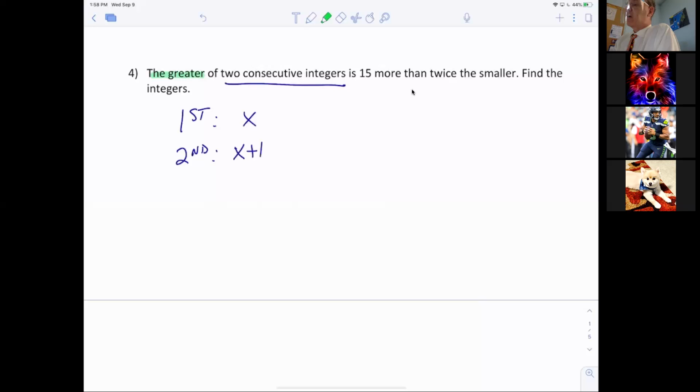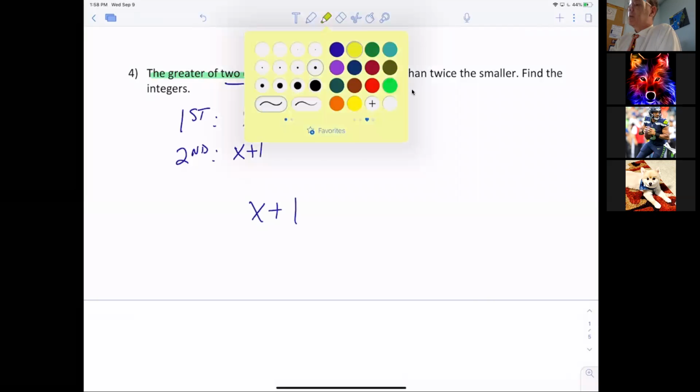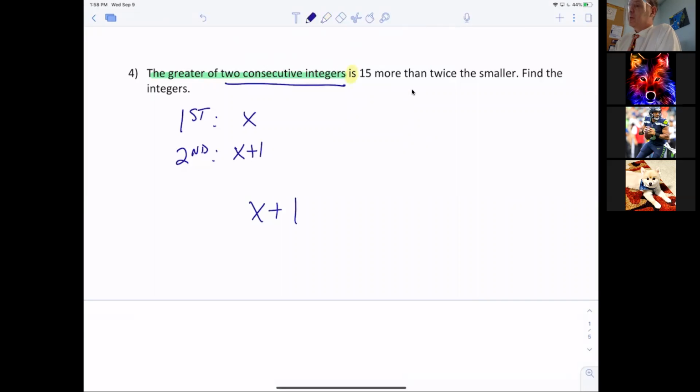So now, here we go. The greater of the two consecutive integers, which one's greater? X plus 1 "is" in math means equals. Now, how do I write 15 more than twice the smaller? Tell me. 2x plus 15.